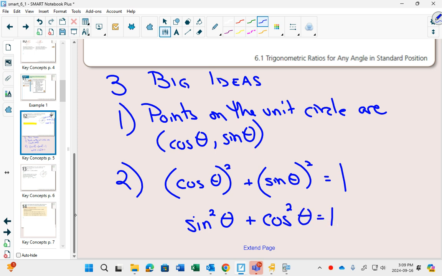If we put the squared at the end, then I just want to square theta. If I put it in between, I want to square the whole thing. Calculators still need brackets around it to square the whole thing. Okay?